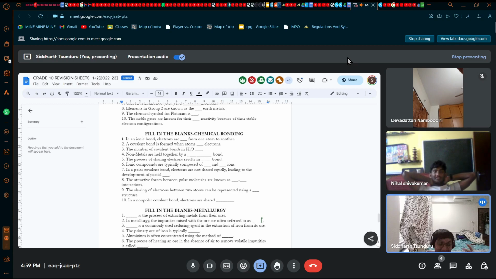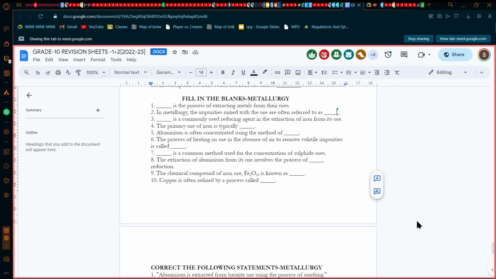The sharing of electrons between two atoms can be represented using the electron dot structure. In a non-polar covalent bond, electrons are shared equally. Okay, good. We'll complete this figure we started.